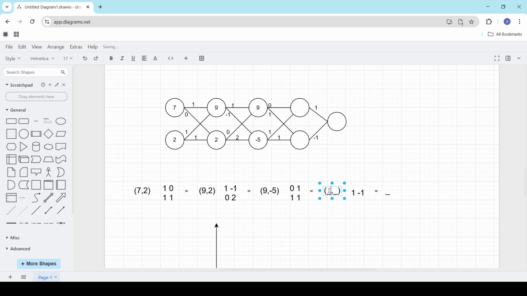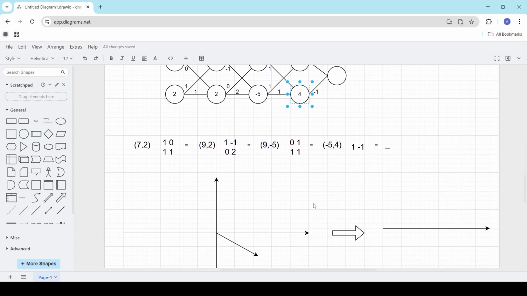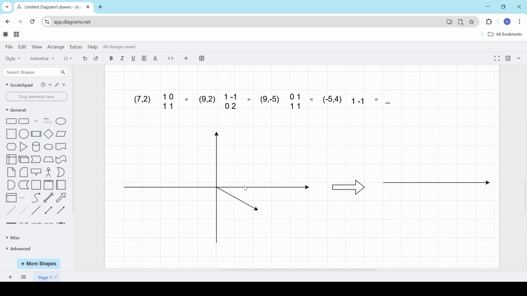And we have minus 5, and then 9 minus 5 is 4. Good. So I'm going to write it here, -5, 4, and then I'm going to have the x-axis at -5, so we're going to translate it here.